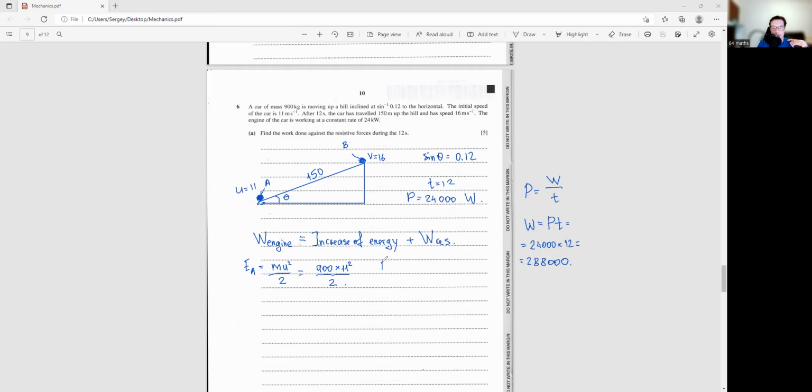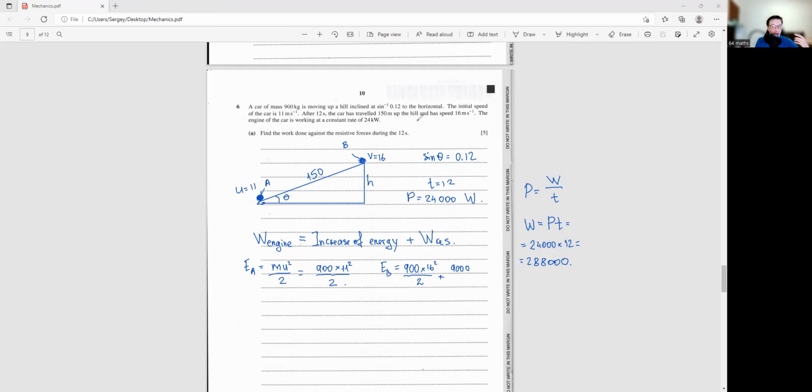And at the point B, we have both kinetic and potential energy. Now, kinetic energy is going to be mv squared over 2, which is 900 times 16 squared divided by 2. And the potential energy is going to be equal to mgh, which is 9,000, because I'm multiplying by 10, and I will have to find the height.